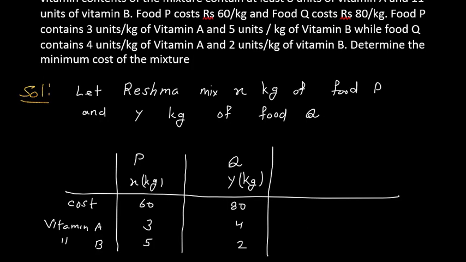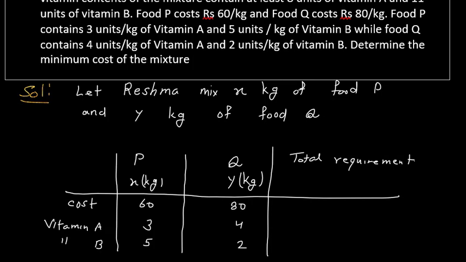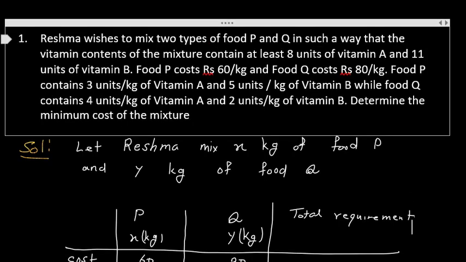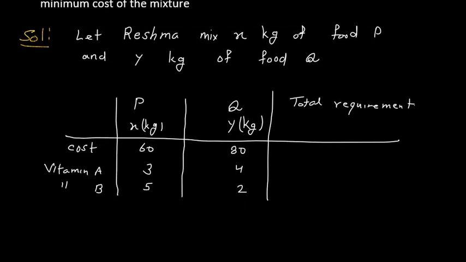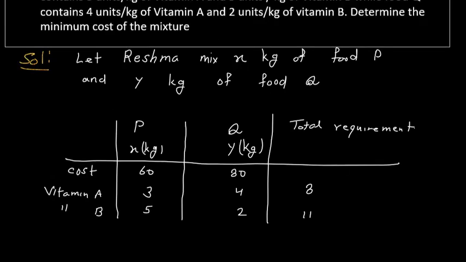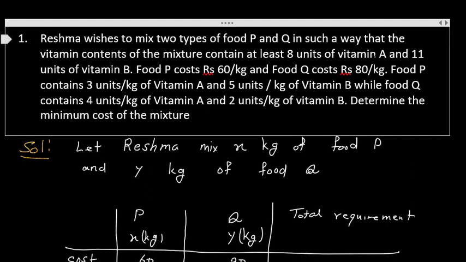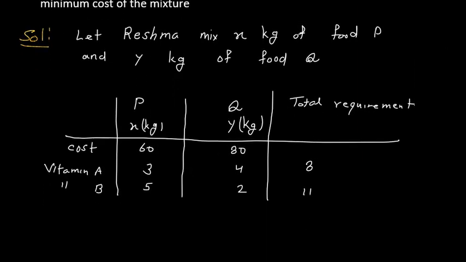Now our total requirement of vitamin A and vitamin B: the mixture should contain at least 8 unit of vitamin A and 11 unit of vitamin B. Any other information? No. It is not compulsory that you make a chart, but when you make the chart, your data is easier to understand.